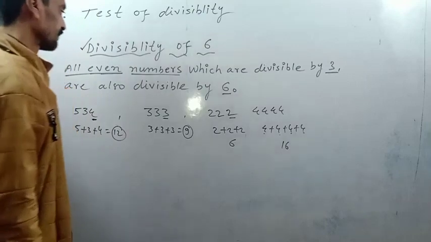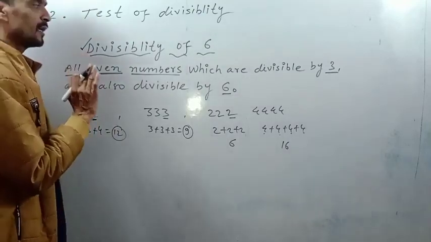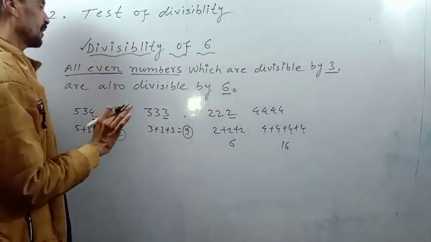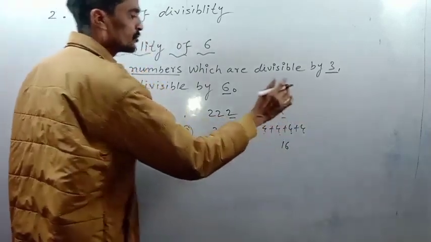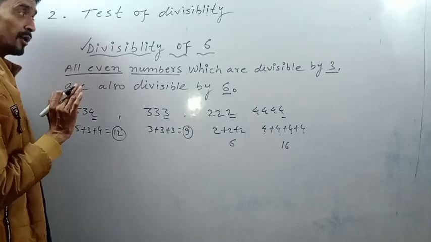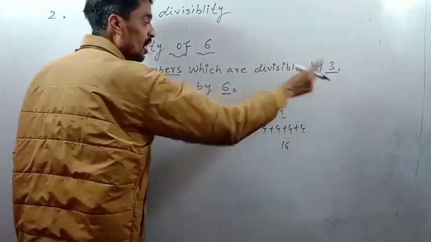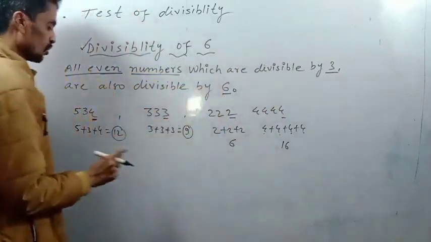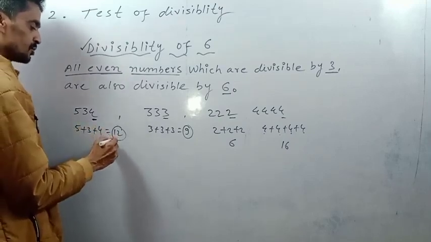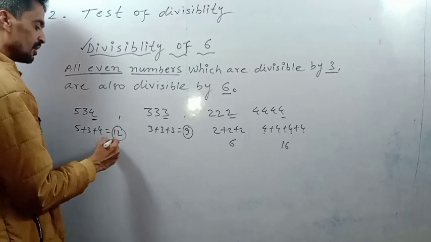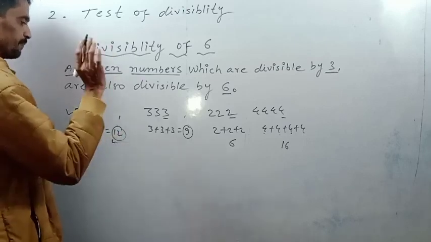Now see what we are studying here. We are studying the 6 divisibility. All even numbers. This is even, and this is also even. All even numbers which are divisible by 3 also divide by 6. So it is even, and also the sum is 12 and it is divisible by 3, and by 6 also.